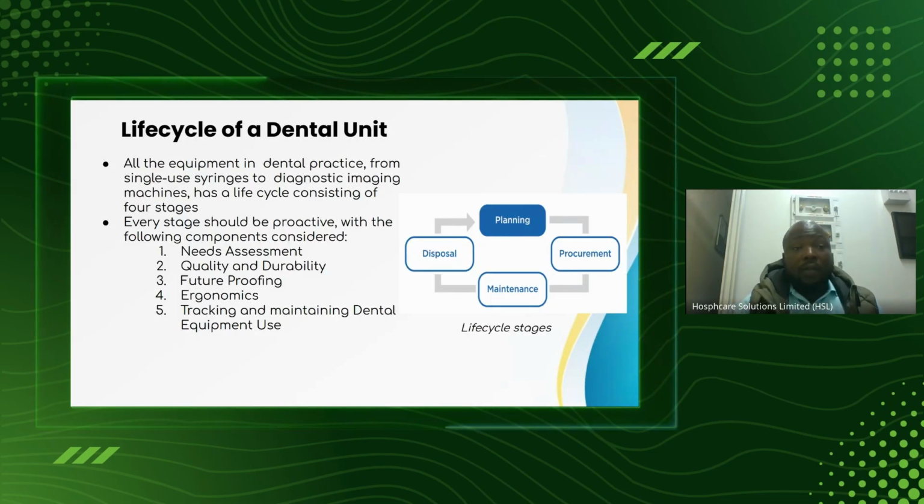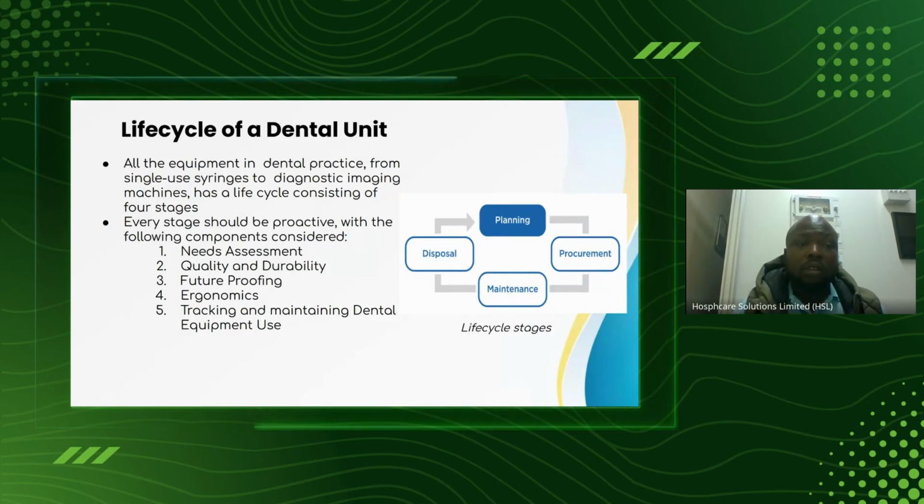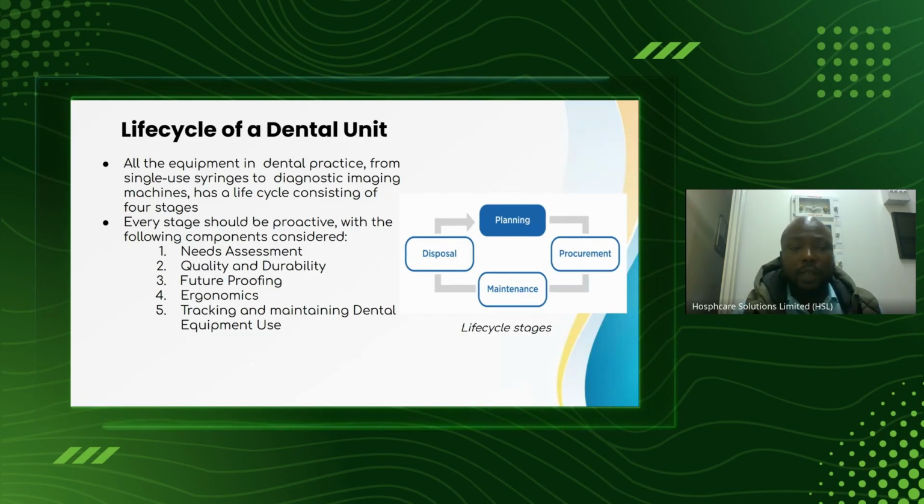So, life cycle of a dental unit. All the equipment in the dental practice, from the single-use item to the diagnostic imaging machine, has a life cycle. So every stage should be proactive with the following components: need assessment, quality and durability, future-proofing, ergonomics, tracking, and maintenance of the dental unit. This comes in at the stage where you procure. How do you do it?